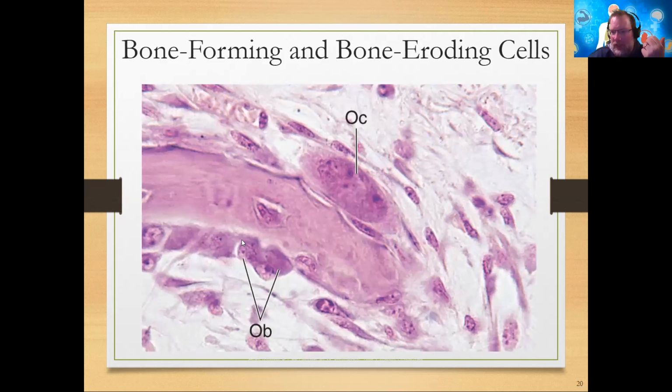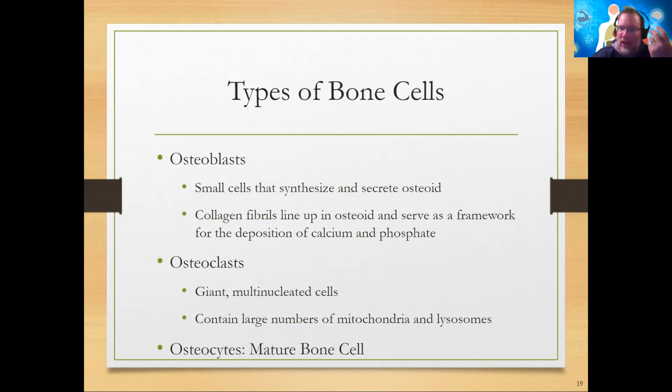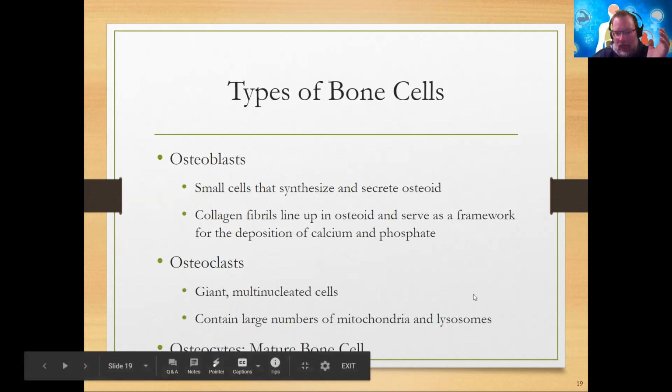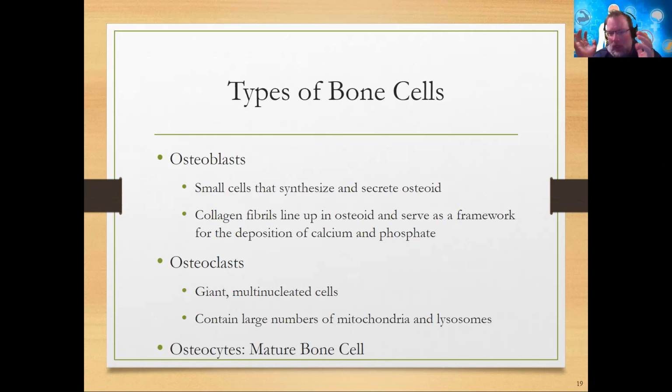So that's the matrix. What about the cells? We've got three different bone cell types. We'll jump to the bottom one. We have what are called osteocytes. Those are the mature bone cells. I think we might have mentioned those guys last week when we talked a little bit about bone tissue. But osteocytes are mature bone cells. Cyte means cells, right? And osteo means bone.